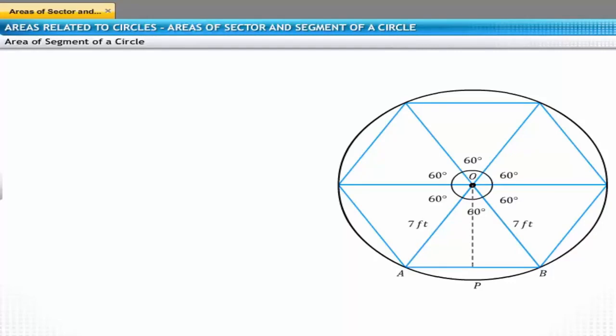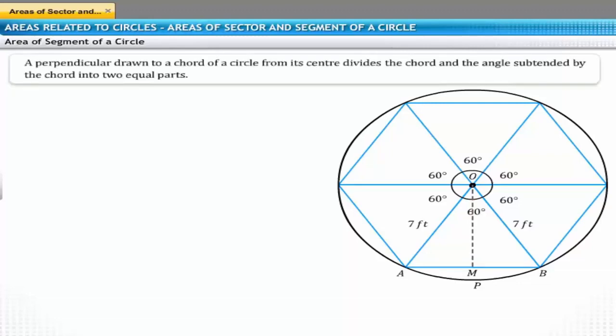Now, if a perpendicular is drawn on AB, it will bisect side AB as well as the angle AOB. Recall the theorem. A perpendicular drawn to a chord of a circle from its center divides the chord and the angle subtended by the chord into two equal parts. Thus AM is equal to BM and angle AOM is equal to angle BOM. So angles AOM and BOM are equal to 30 degrees.